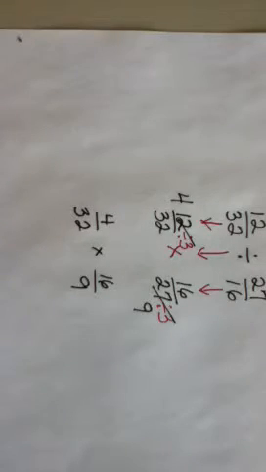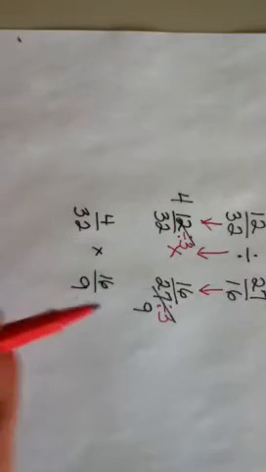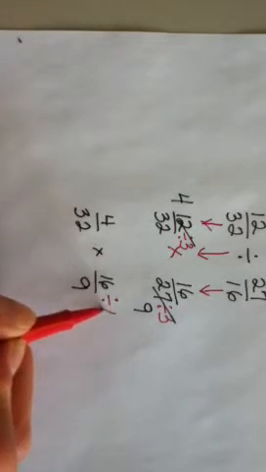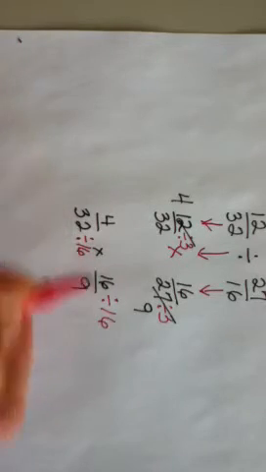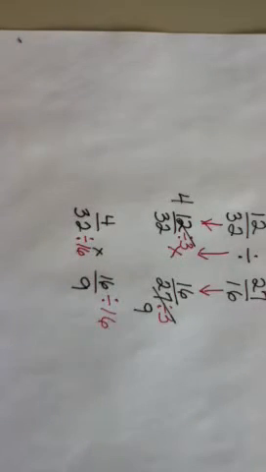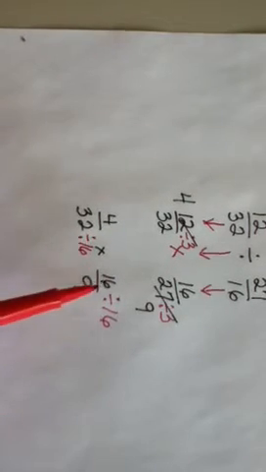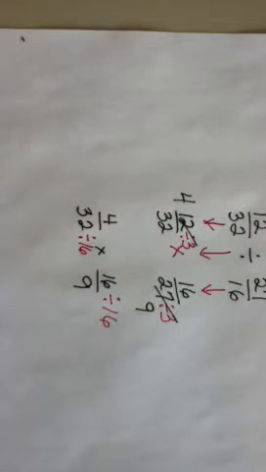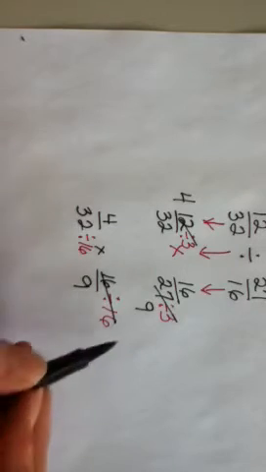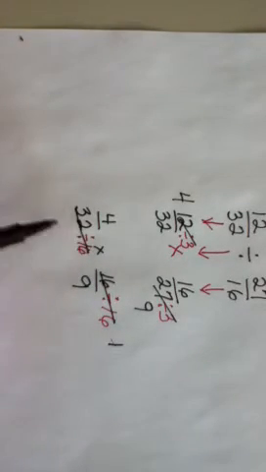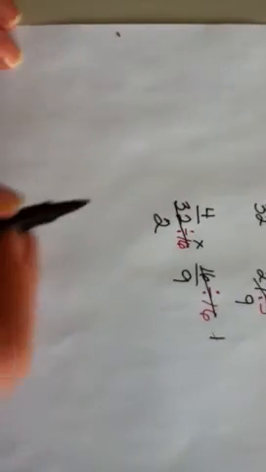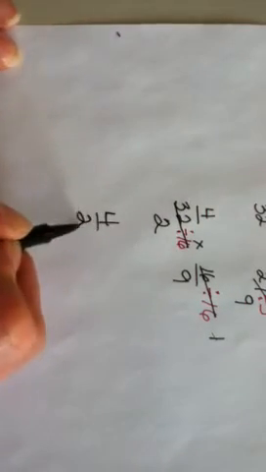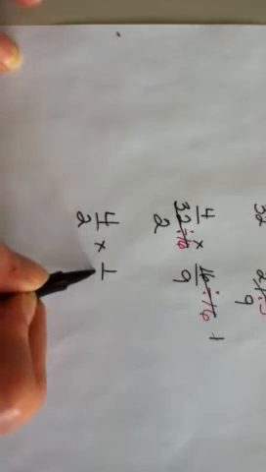Let's look at the 16 and the 32. Is there anything they have in common? Well, I know that I can divide both of those numbers by 16. But not everybody will see that you can divide by a large number like 16. So it is okay to repeatedly divide by 2. 16 divided by 16 is 1. 32 divided by 16 is 2. So now my problem reads 4 over 2 times 1 over 9.